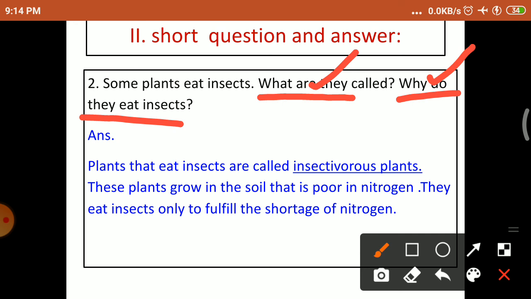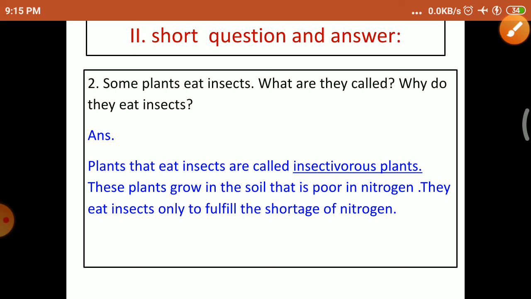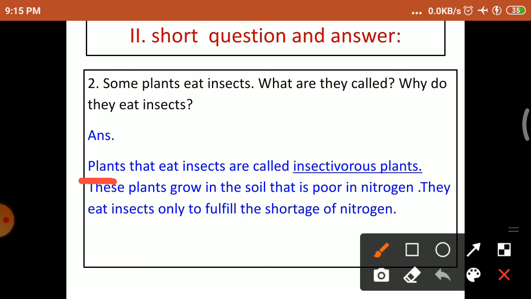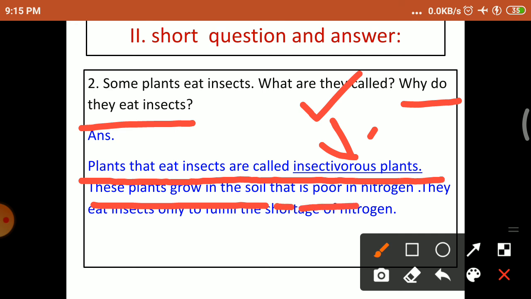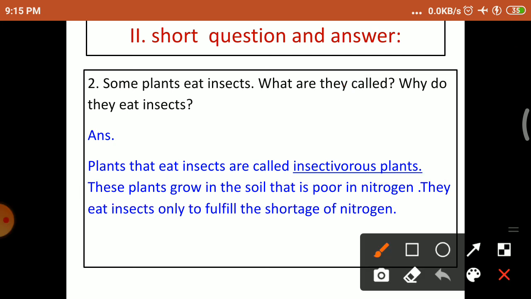So the plants that eat insects are called insectivorous plants. This is the answer for this question. Why do they eat insects? These plants grow in soil that is poor in nitrogen. They eat insects only to fulfill their shortage of nitrogen.